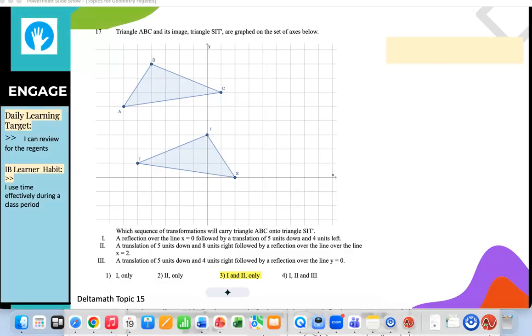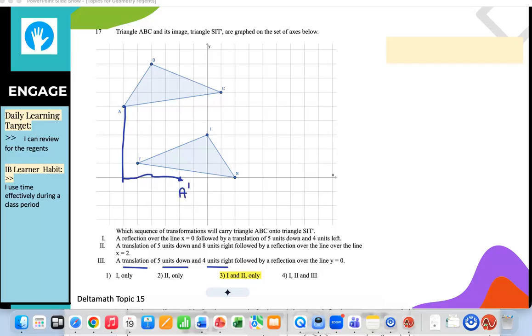So at this point, since we're looking at choice number 3, it's important to erase all your drawings for choice number 1 and then do choice number 3. Choice number 3 says a translation of 5 units down and 4 units to the right. So let's do that. I'm going to choose point A first. If we choose A and we go 5 units down, 1, 2, 3, 4, 5, and 4 units to the right, 1, 2, 3, 4, this is where A prime is going to end up.